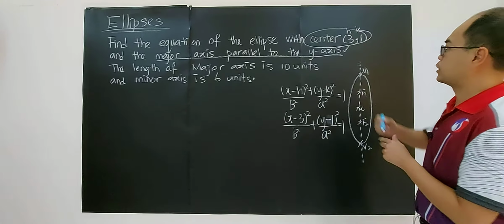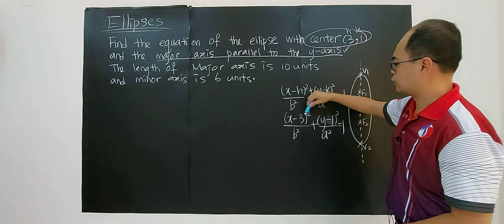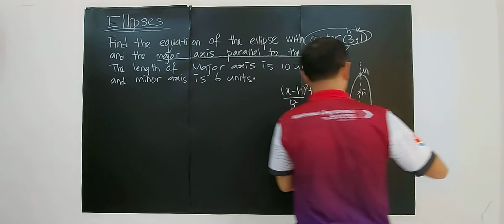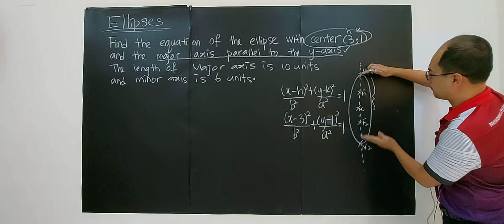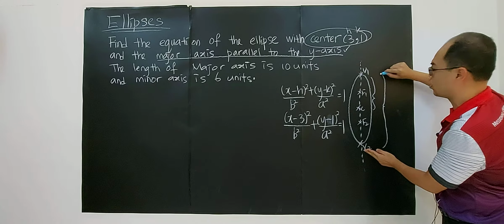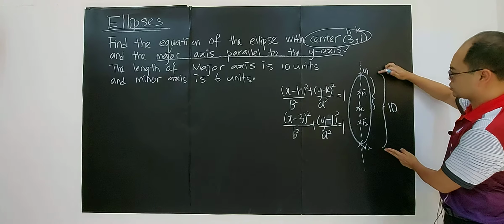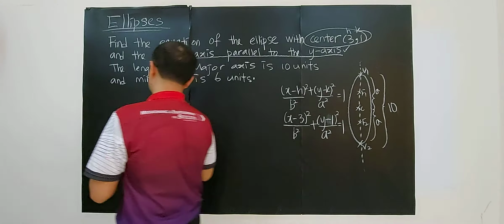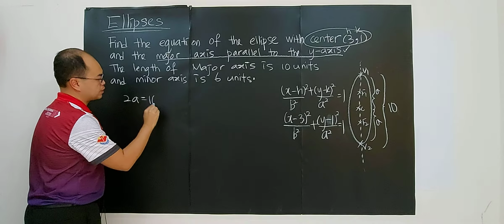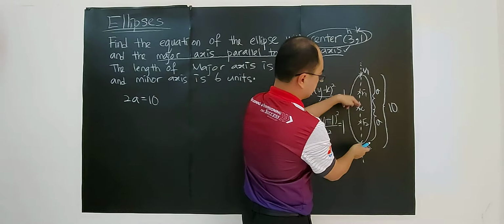After we have read this information, we know h and k and we know where to put the a square and b square. Since it's a vertical major axis, the a square will be under the y. Next, the length of the major axis is 10 units. Very simple. The length of the major axis is 2a. This is the major axis, overall 10 units, divided into a and a. So 2a equals 10 units.